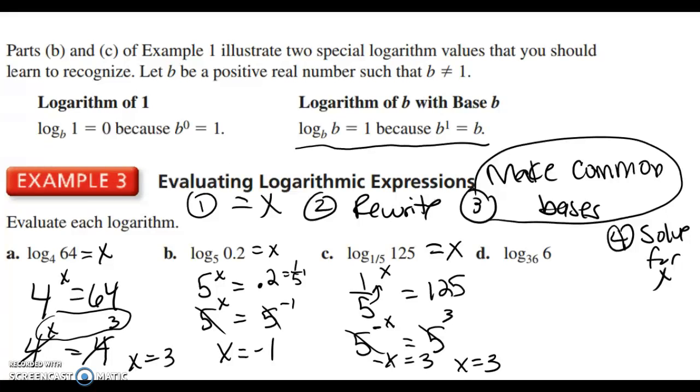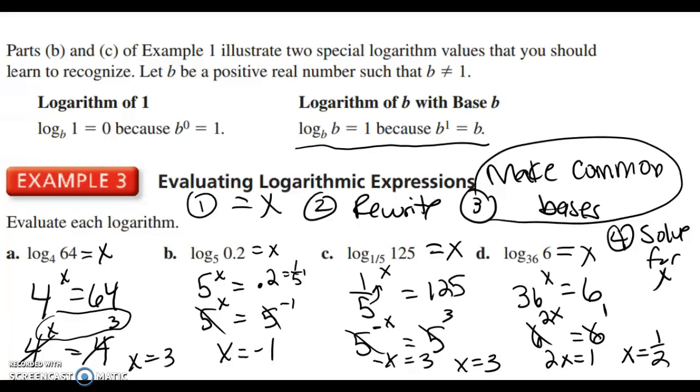Last one. Equal this to x. Recopy. 36 to the x equals 6. 36 can be written down to a base of 6, 6 squared. But it already had an x there, so now I have 6 to the 2x. You multiply the 2 and the x together. And right now, the 6 on the right has a power of 1. So drop the bases. I have 2x equals 1, or divide both sides by 2, x will equal 1/2.